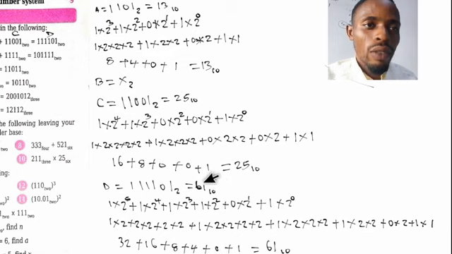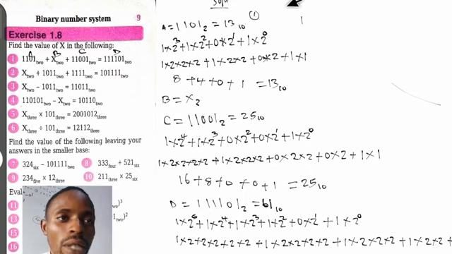Okay, so therefore now let's equate everything together, the way we have it here. So we are in the solution of question 1. We have the first one here, that is A. Our A is represented as 1101 in base 2, and then it's equal to 13 in base 10.